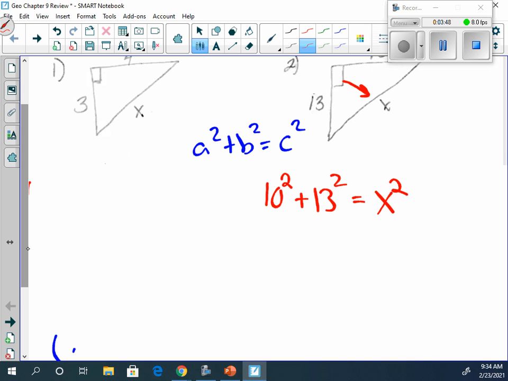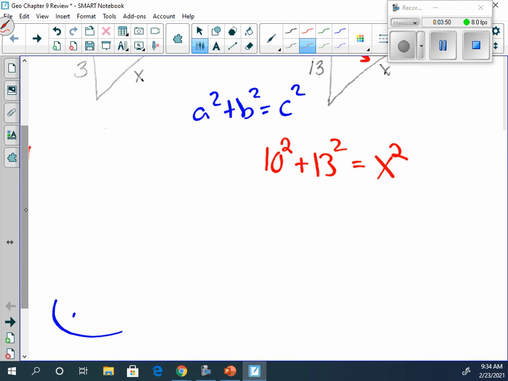Now at this point, just like we did on the last one, since 10 and 13 are both on the same side, I have 10 squared plus 13 squared. Well, we can add this straight into the calculator. So we do 10 squared plus 13 squared. We can type this into the calculator, and we'll get 269 is equal to x squared. So we just typed that in. We didn't have to do anything with that.